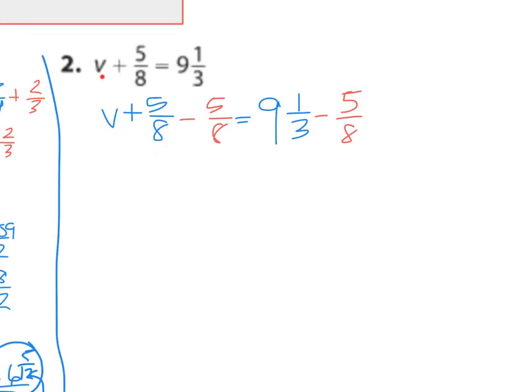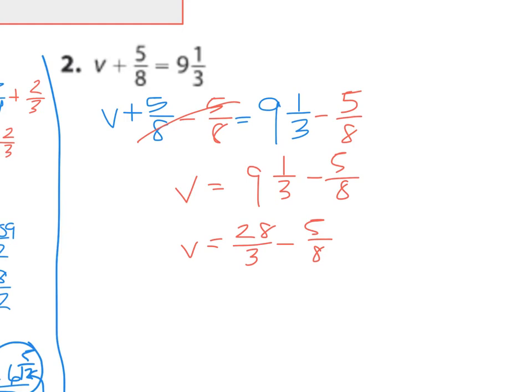Because v was on the same side as 5/8, v plus 5/8, we want to do the inverse of plus 5/8, which is minus 5/8, to both sides to get v by itself. These will cancel out, so we get v equals 9 1/3 minus 5/8. We're going to make 9 1/3 into an improper fraction so that we can subtract. Now we have v equals 28/3 minus 5/8.